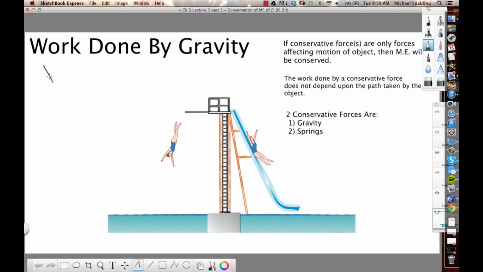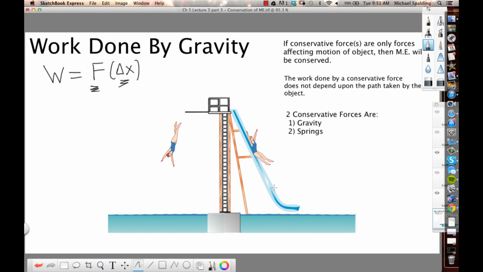What's the basic work equation? The very first one we ever learned. Force times displacement. What must be true about force and displacement when you're using this equation? They've got to be parallel. Okay, so look at this girl who jumps off this diving platform. Well, actually, on the left side, she dives. On the right side, she goes down a slide.